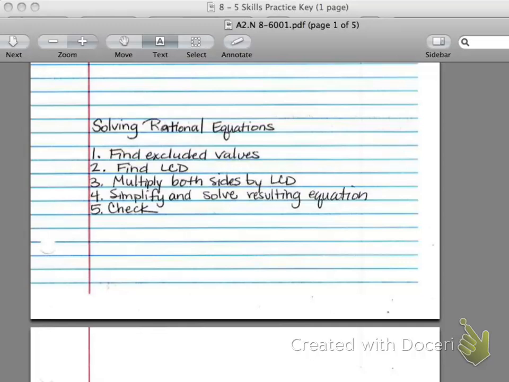Number 3 is multiply both sides. I already said that one. Number 4 is simplify and solve the resulting equation. If you do this right, it's going to break down into a linear equation in which you just solve for the variable, or it's going to break down into a quadratic equation in which you would just factor and solve for the variable. Then you check your work.